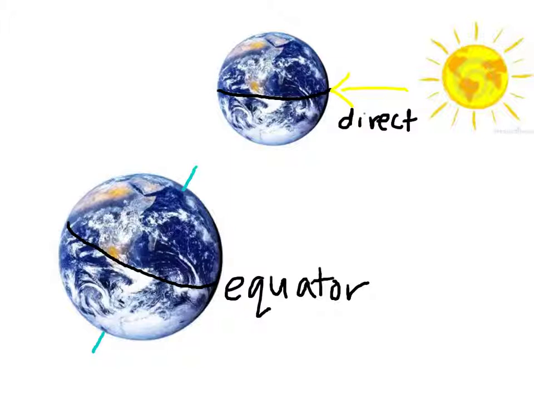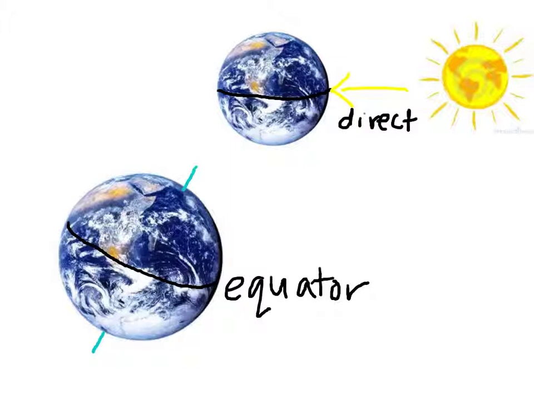I think this kind of leads to our next explanation, the role of direct sunlight. Before we explain this, you need to know what the equator is. An equator is the intersection of a sphere's surface with the plane perpendicular to the sphere's axis of rotation.